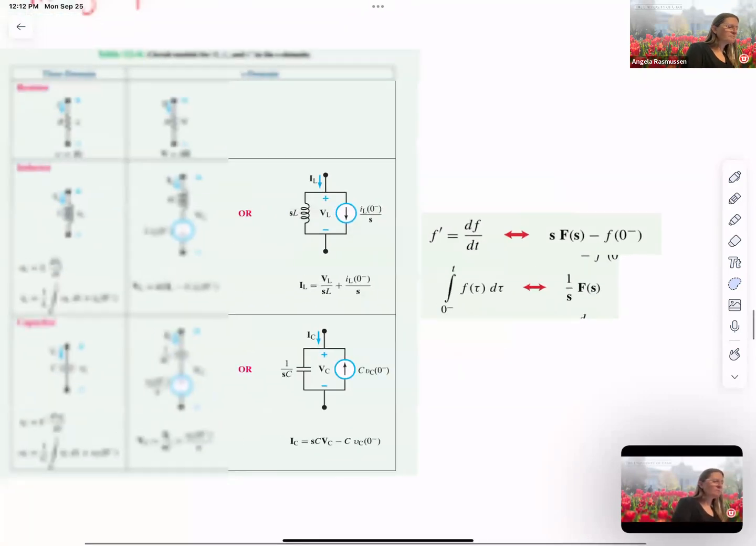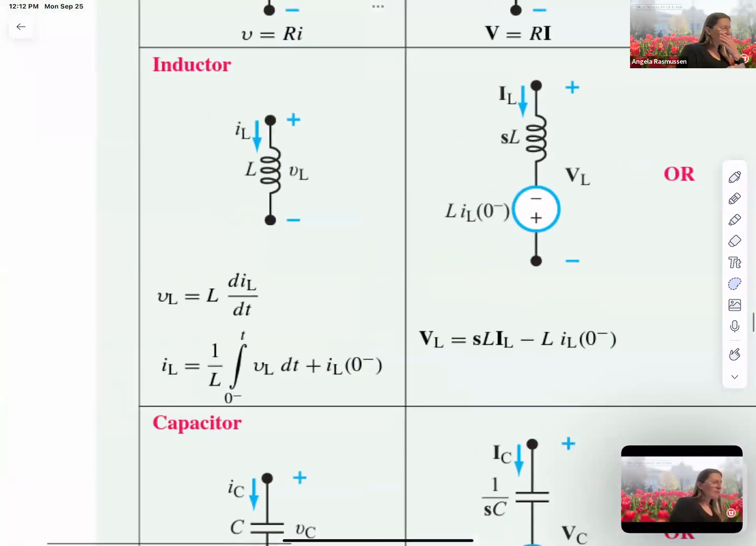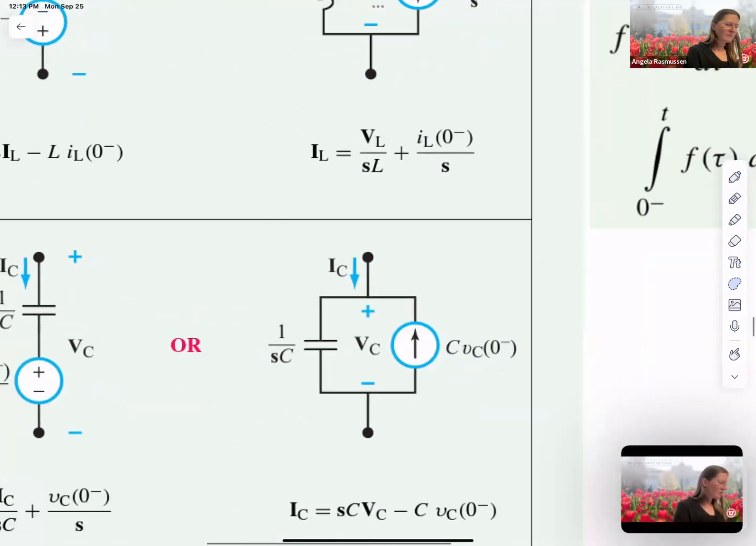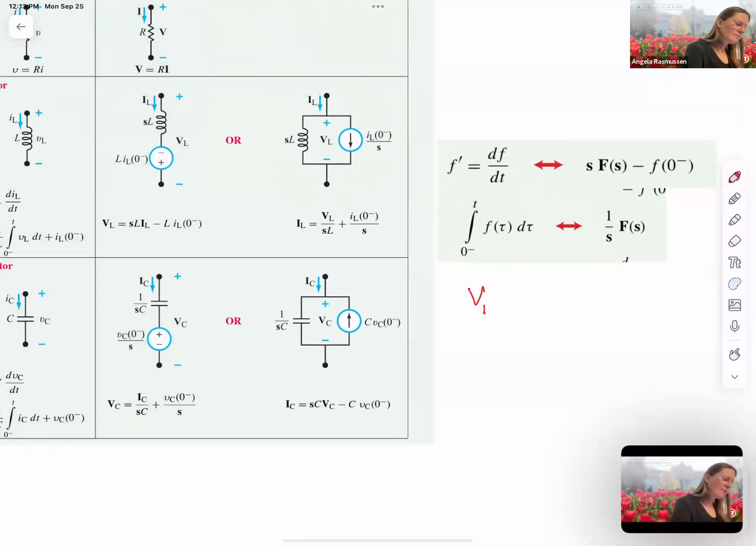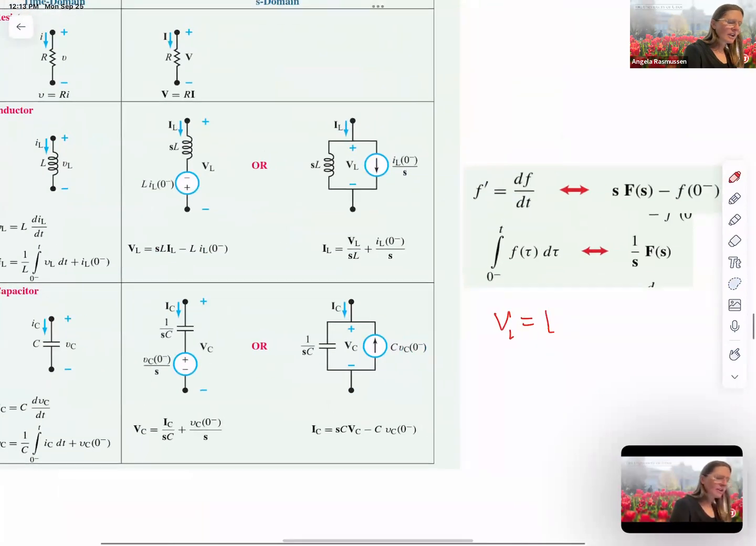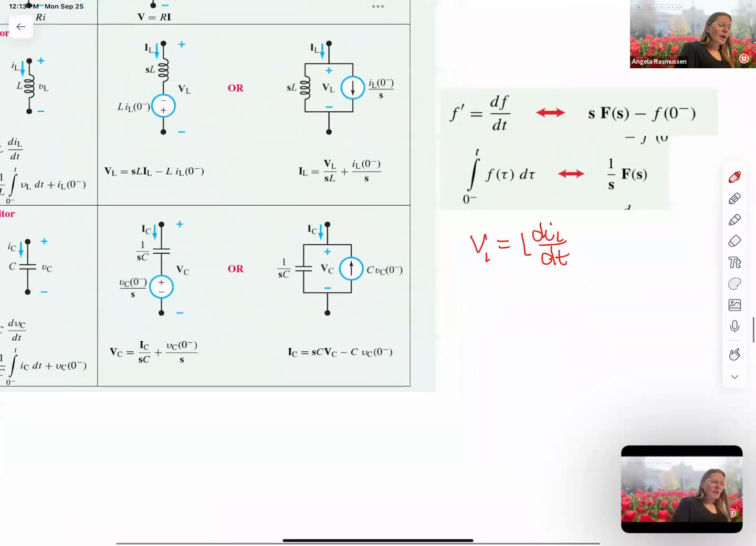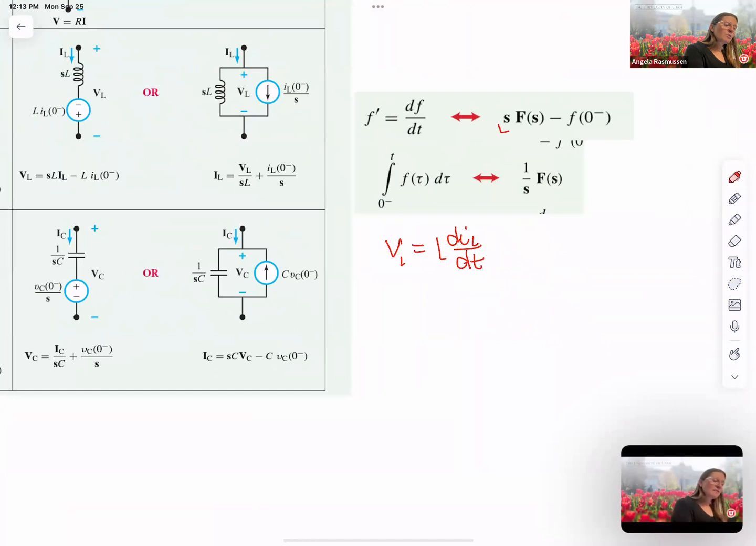Okay, so we have this equation, VL equals L dIL/dt. So with that, we have that VL, I'll write it over here. VL is equal to L dIL/dt. And so I have a derivative which transforms in the s domain to s times F of s.